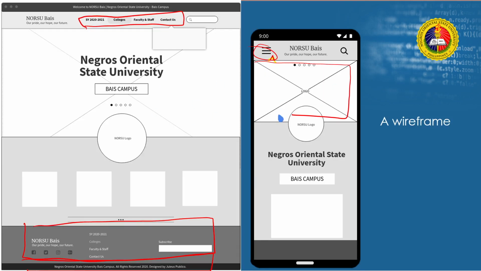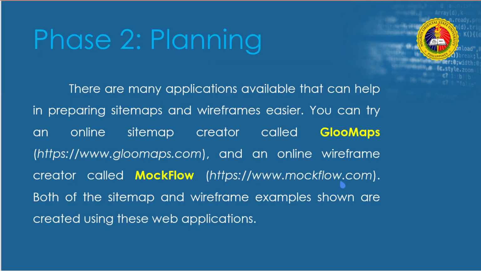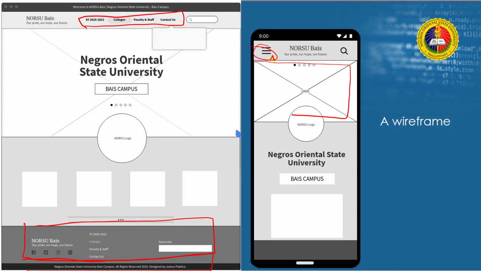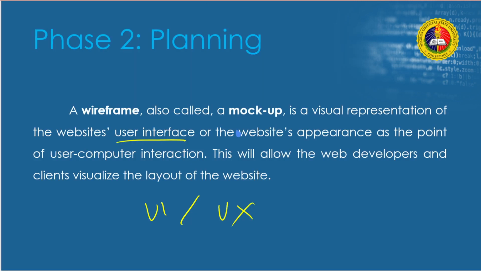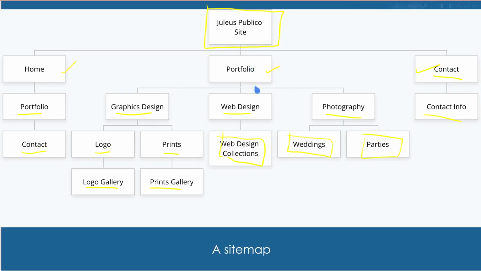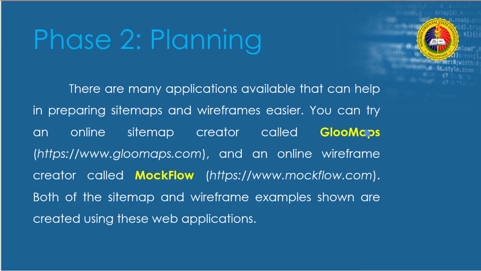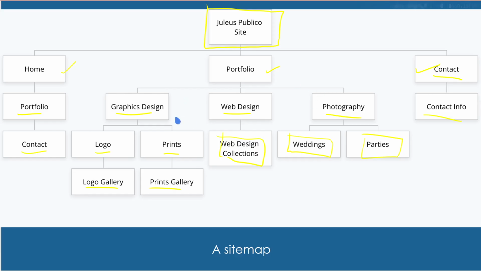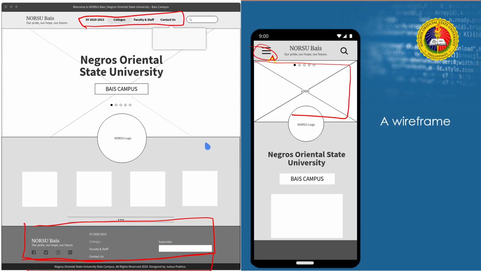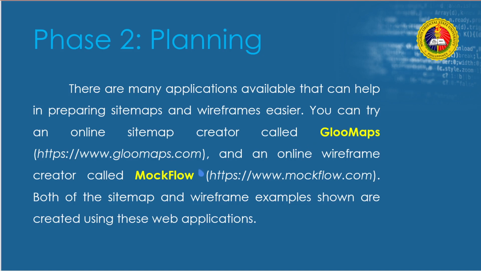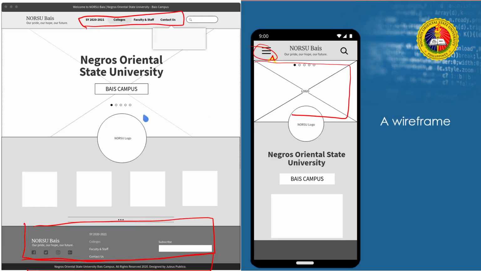So these are created using macflow.com, so you can use this for your activity. And then this is using GlueMaps. So you can also use that to prepare for your activity soon. Or you can always use Microsoft Word, Adobe Photoshop, Adobe Illustrator, any application. But these will help you to prepare your activity easier. So I would suggest using Macflow, especially for your wireframe.